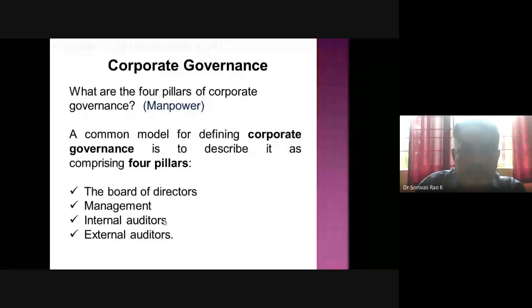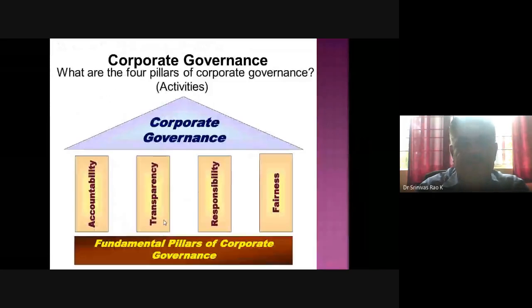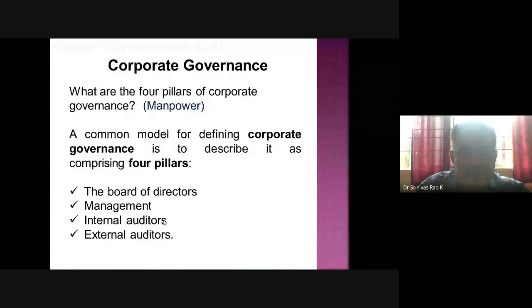Now, regarding activities, there are 4 pillars of corporate governance. What are those? Accountability, transparency, responsibility, and fairness. These things are different when we are concerned about activities, and the pillars are different when we talk in terms of manpower.